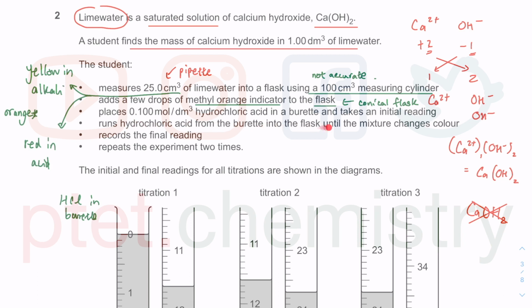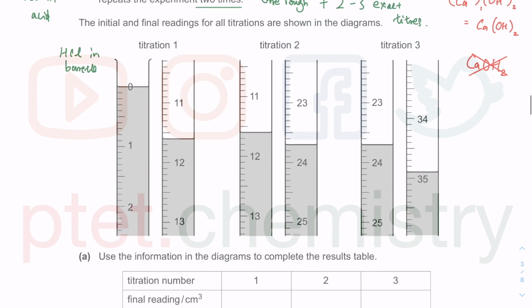You run it through the burette until the mixture changes color. Record the final reading. Repeat it 2 more times. You should always do 1 rough. At least your first titration should be rough. Then you know where you're finishing. You can watch my experimental tutorial video on titration with methyl orange between HCl and OH. Do have a look if you haven't had a chance to do that particular practical. And then 2 or 3 exact titers. And these exact titers should be very close to each other.